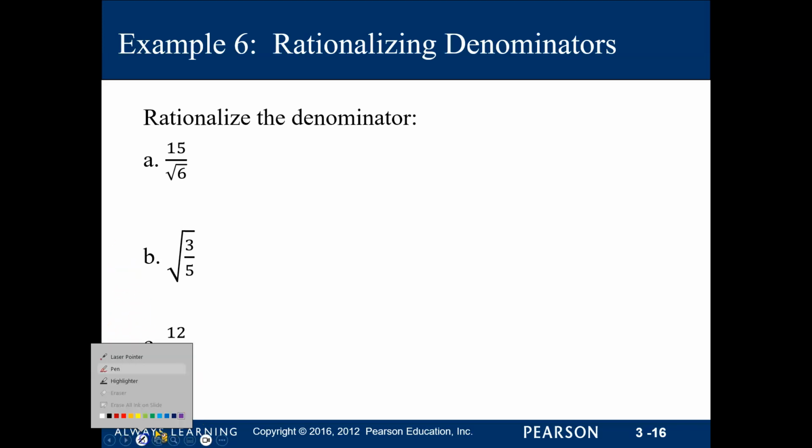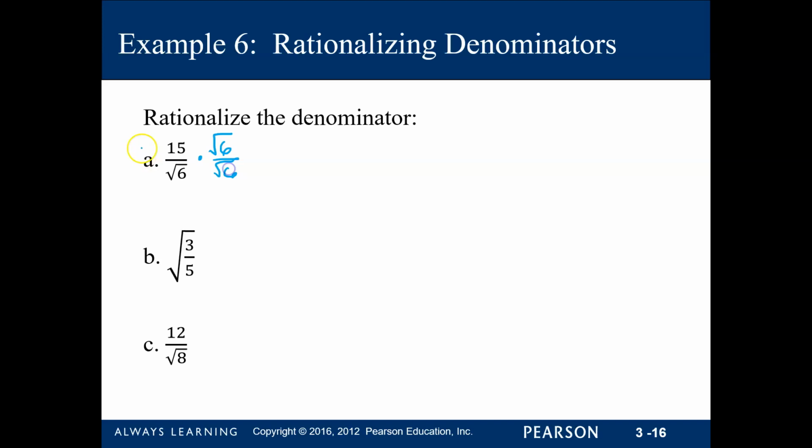The rule is simply to multiply both the numerator and denominator by that denominator. So if I multiply this by square root of 6 over 6, did I change the value of this? No, because square root of 6 over 6 is just 1. So this number times 1 is still this number. Now, why do we need to multiply this?